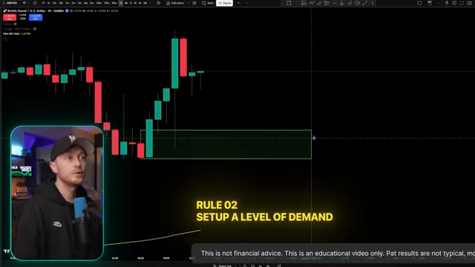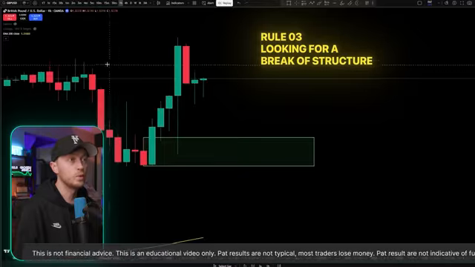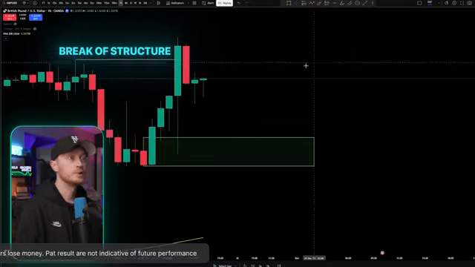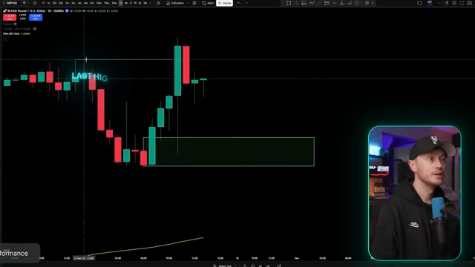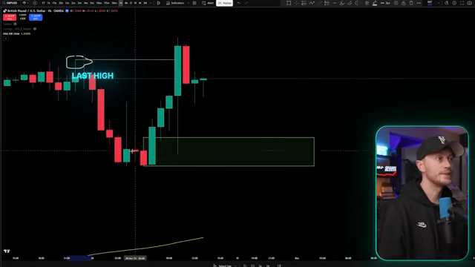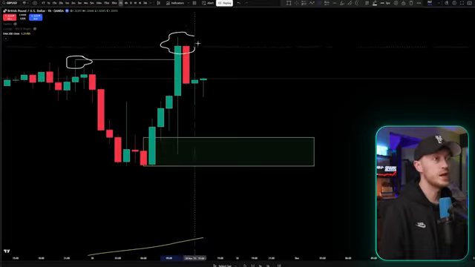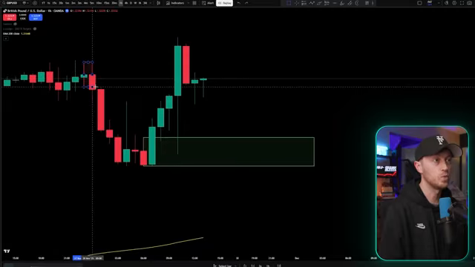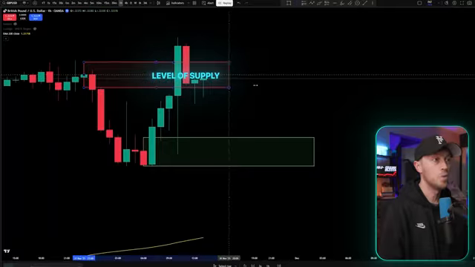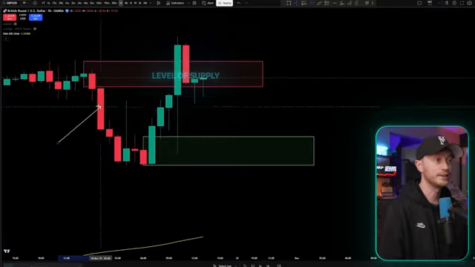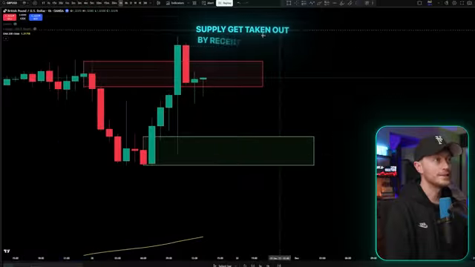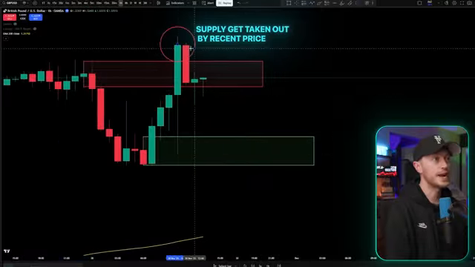Now, rule 3, we're looking for a break of structure or we want to take out supply, okay? So this is a break of structure right here because this is the last high, so we want to see that high get taken out by price. The same goes for supply. You could see this is a level of supply right here. Why? Because we had 1, 2, 3, 4 red candles down. It was an aggressive move. So we want to see that supply get taken out by recent price, which is exactly what happens right there. So that's your third rule.